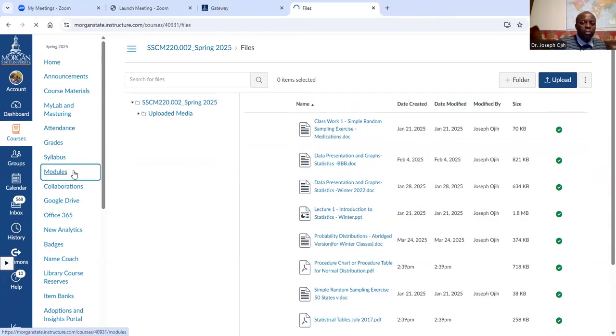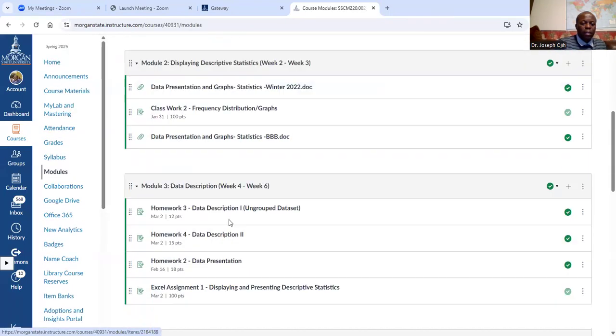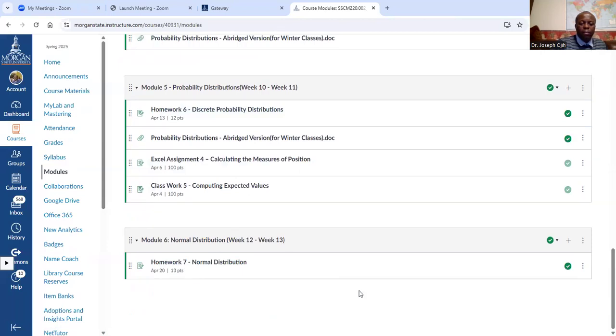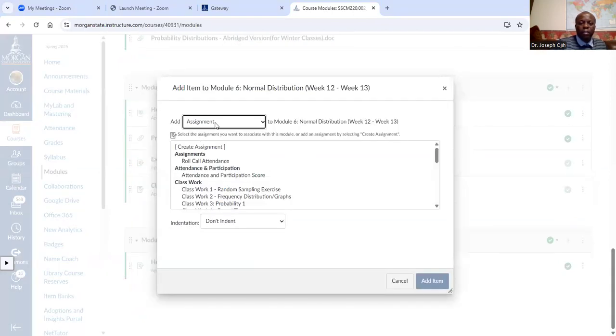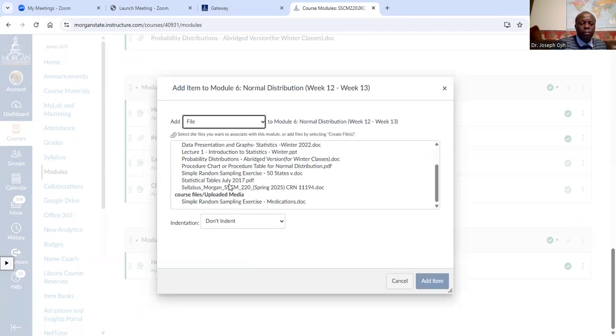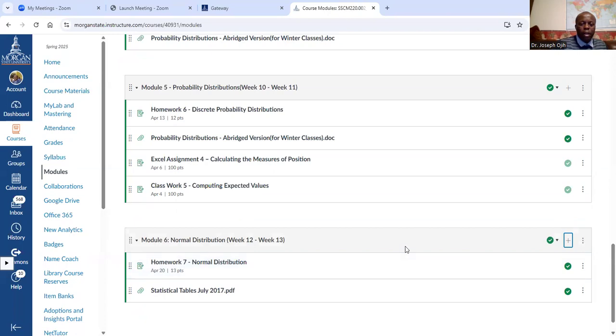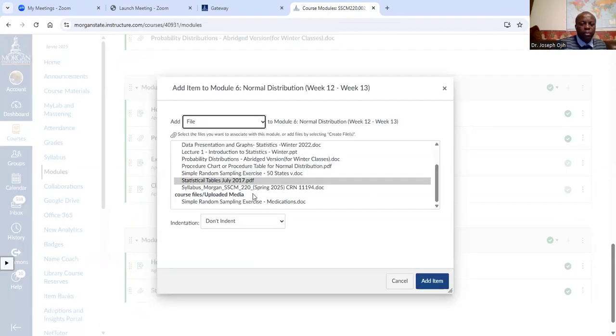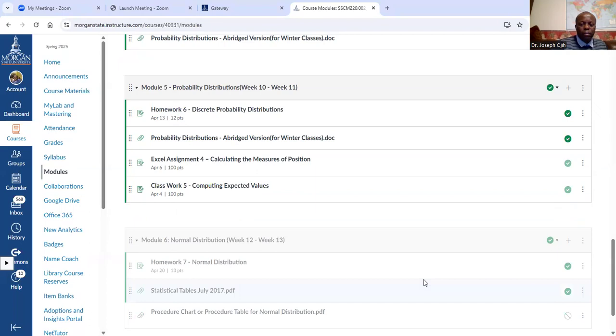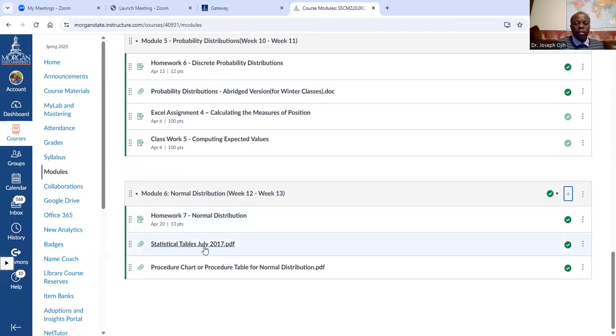Okay. So I'm going to add them here, so that after we finish, you can print them out. I'm going to add a statistical table here. It's right here. And I'm going to add the procedure chart. So you can see that both of them are here. This is the statistical table. This is the procedure chart. Please print them out. We'll be using them to the end of the semester.